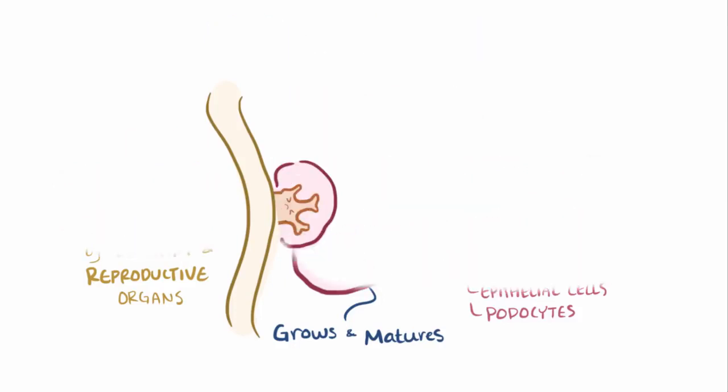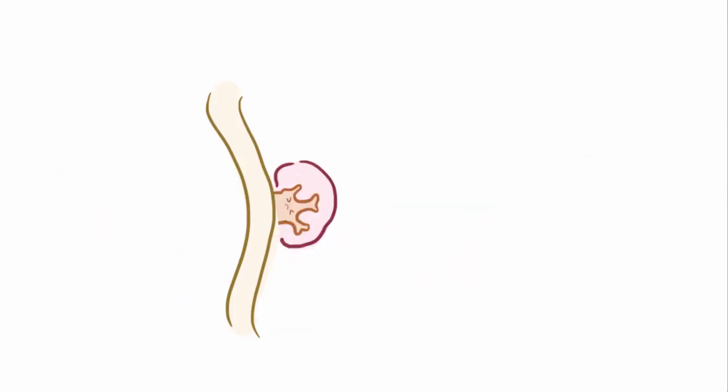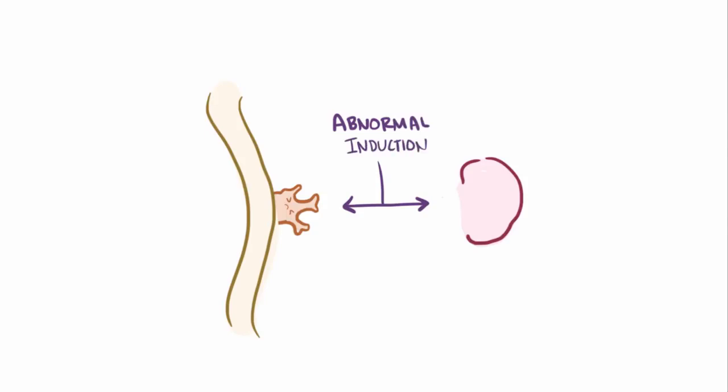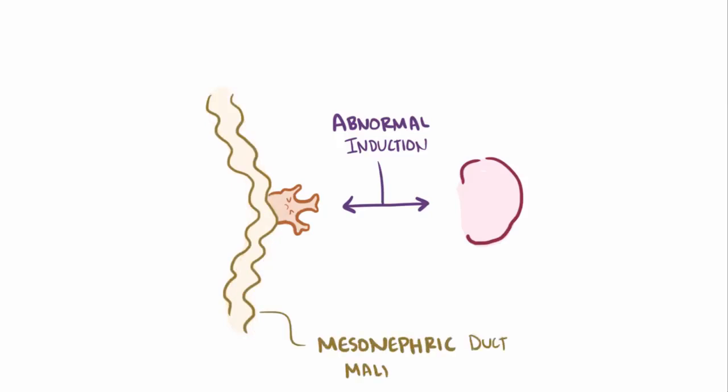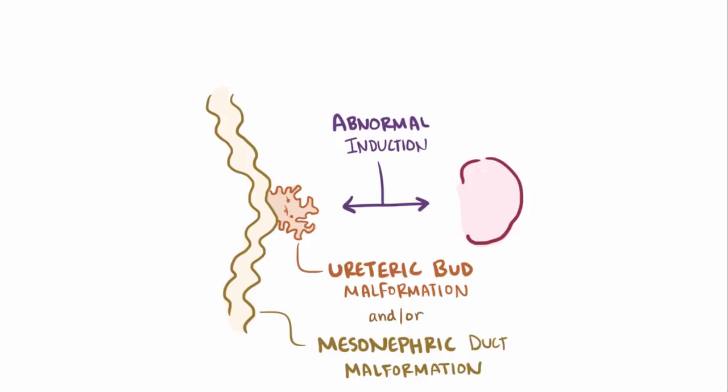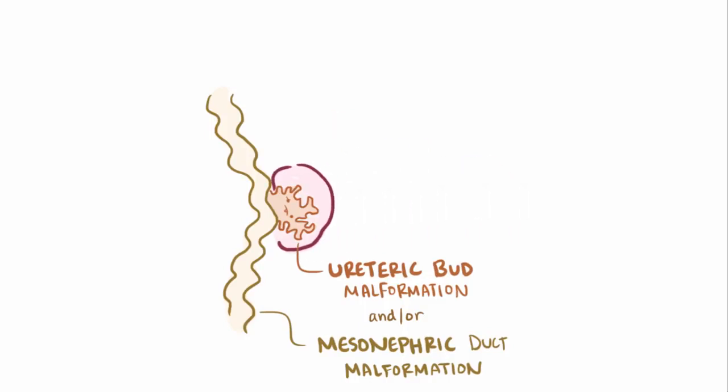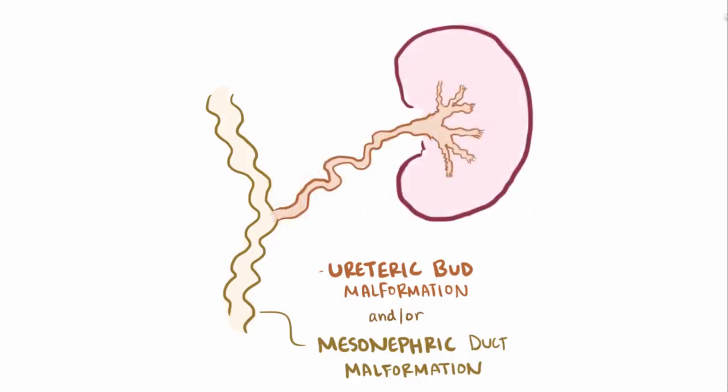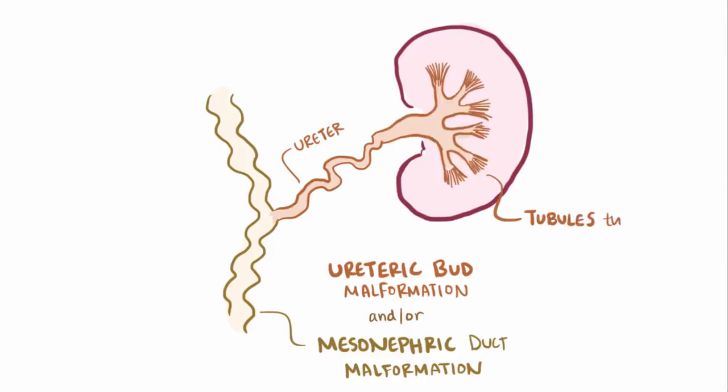Although not completely known, it's thought that MCDK is a result of some sort of abnormal induction of the metanephric blastema by the ureteric bud. This failure might be the fault of the mesonephric duct not forming right, or the ureteric bud not forming right, or both. Regardless of the cause of the failure, the ureteric bud's supposed to go on to form the ureters, as well as the rest of the tubules that branch out to collect urine.